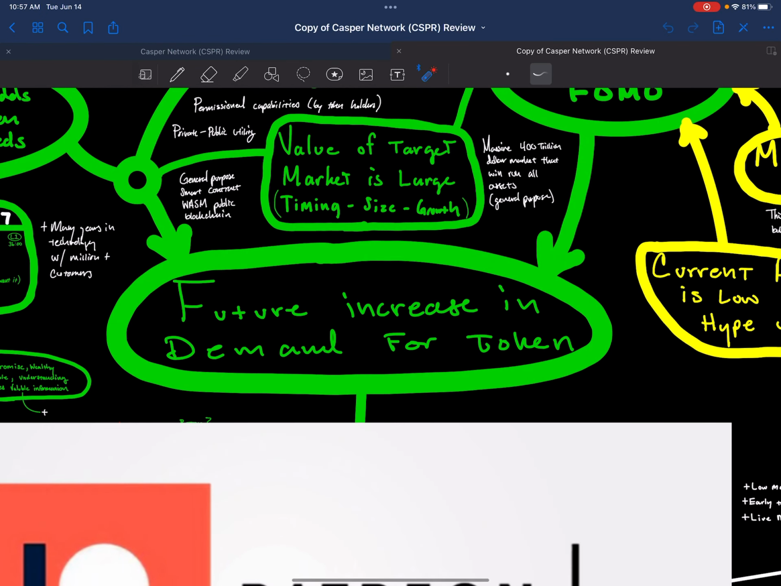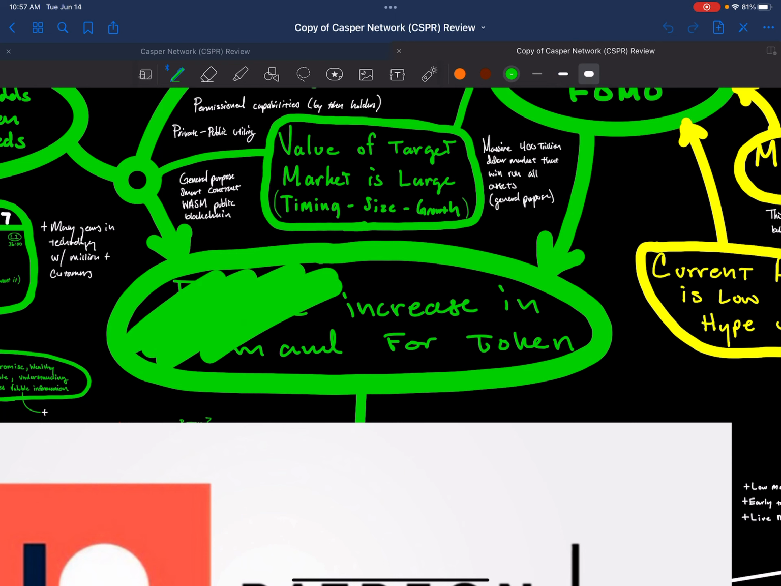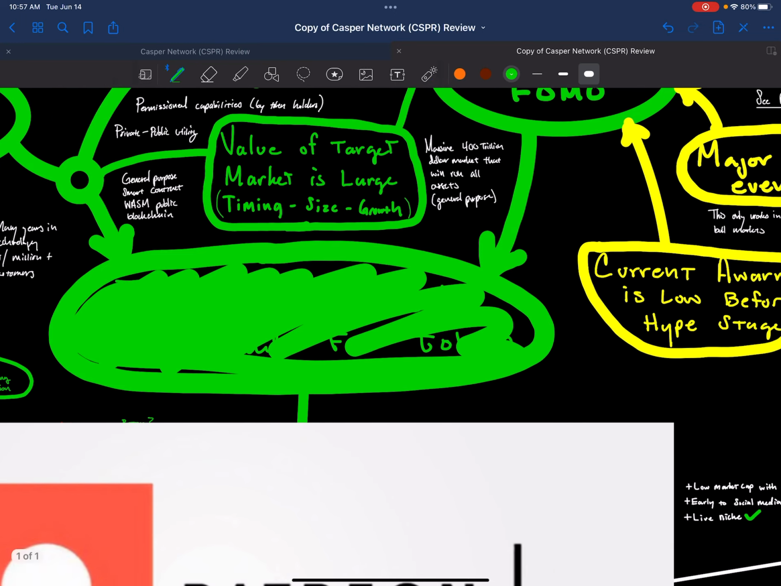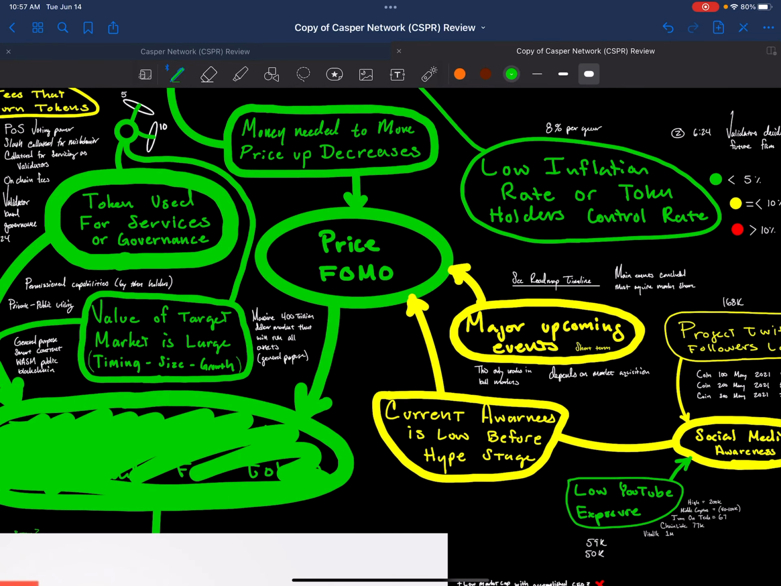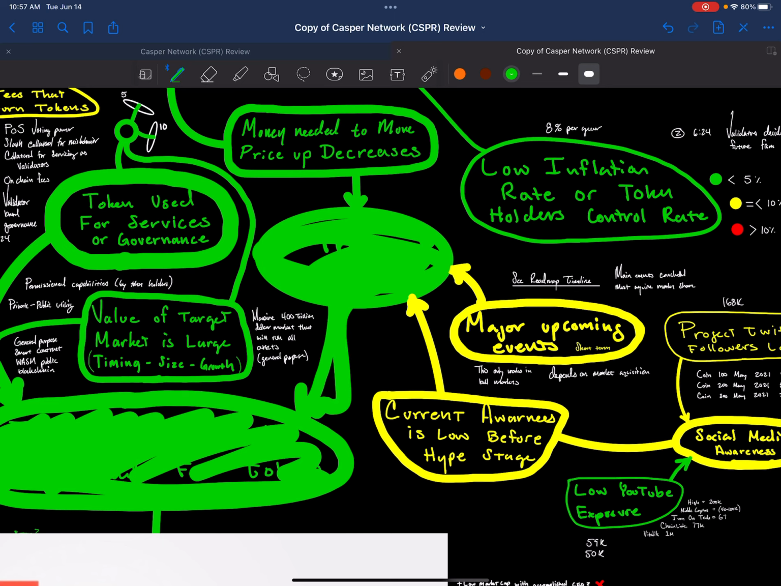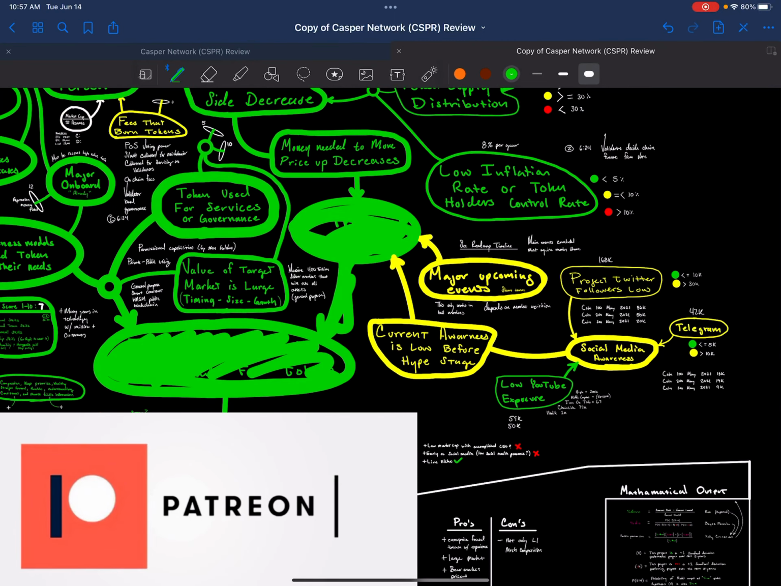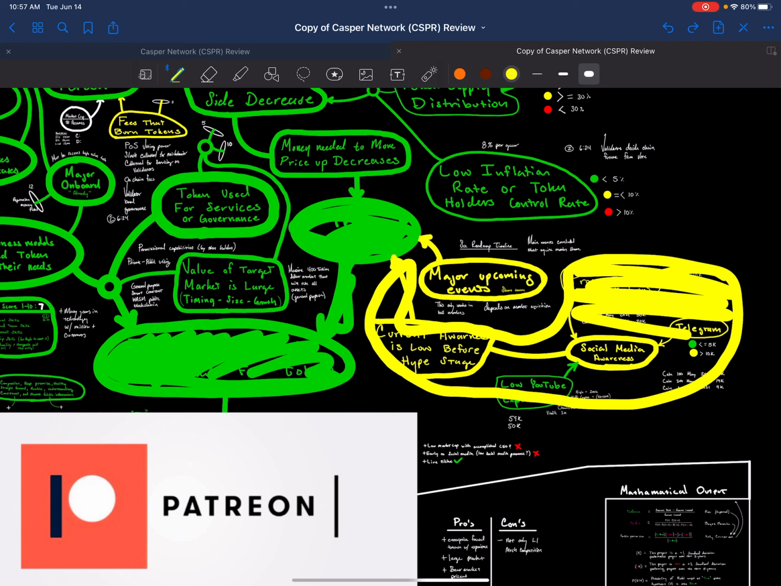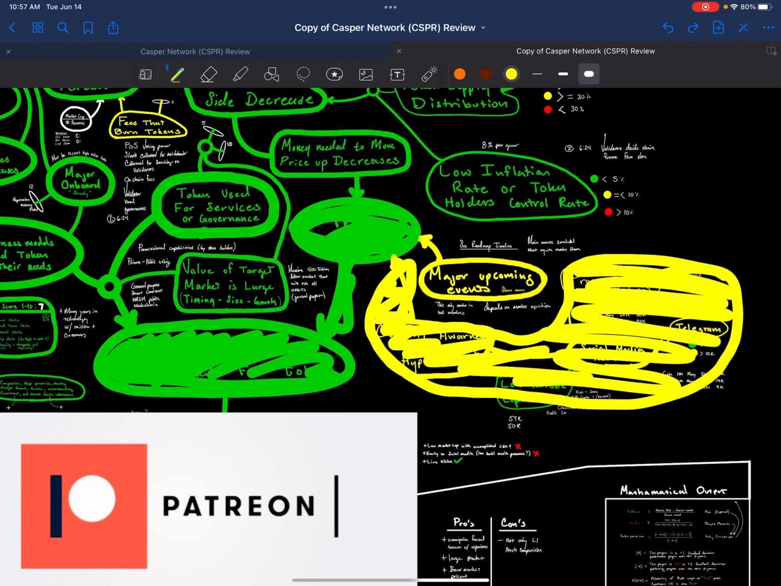So let's get into the model's prediction on whether or not it will perform well. Future increase in demand was green, which is good. Price FOMO is green. I think that is possible. Regarding the social media aspect, you are not super early with this. It's in the public's eye, but you're not super early with public awareness.